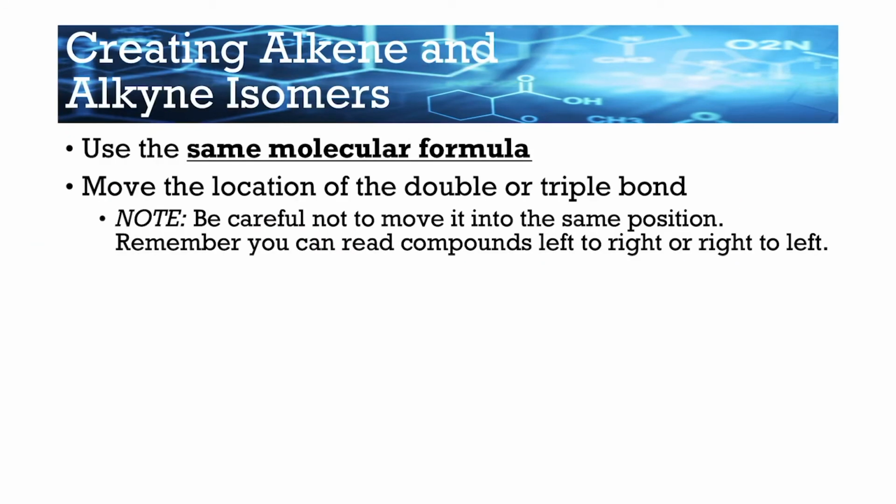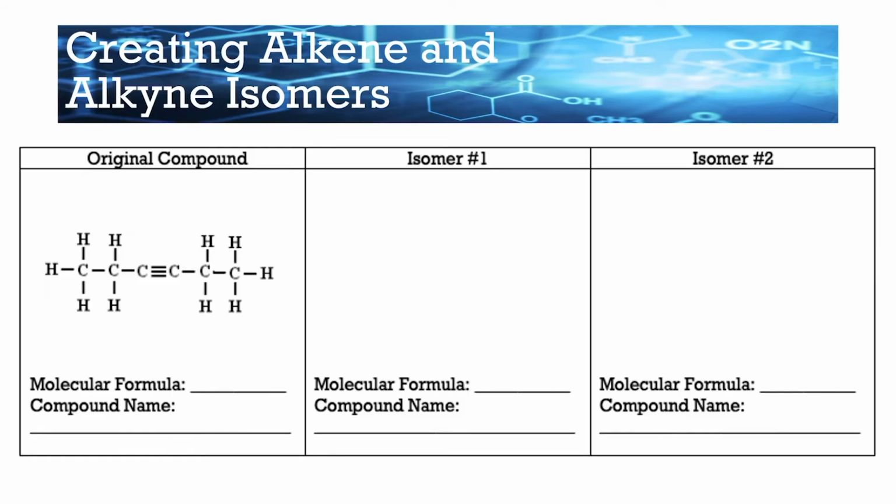Okay, so the next main section is creating isomers with alkenes and alkynes. So adding things with double and triple bonds. Now the easiest way is to just change the location of that double or triple bond. There are more options that you can do, but the easiest way is just to move that bond. And I'll show you what that looks like in a second.